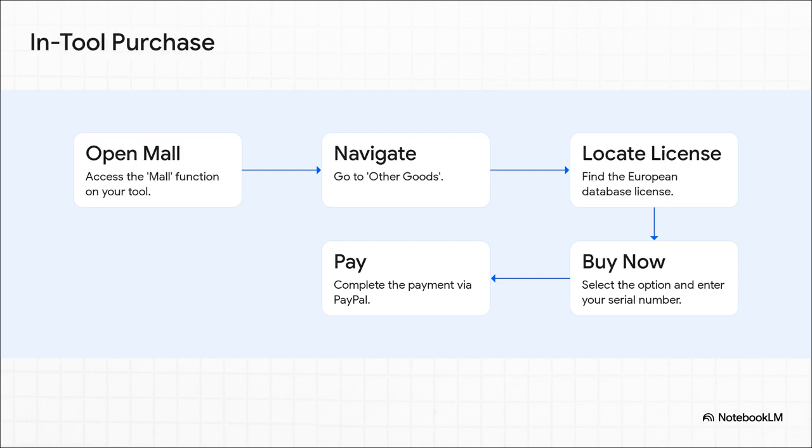Now, for your second option, buying it right from the tool. If you have a compatible device, like a Pad V or a Pro 5, you just open up the module. From there, you'll go to Other Goods, find the license, and hit Buy Now. Just like on the website, you'll enter your serial number, pay with PayPal, and that's it. It's all designed to get you set up and back to work as fast as possible.